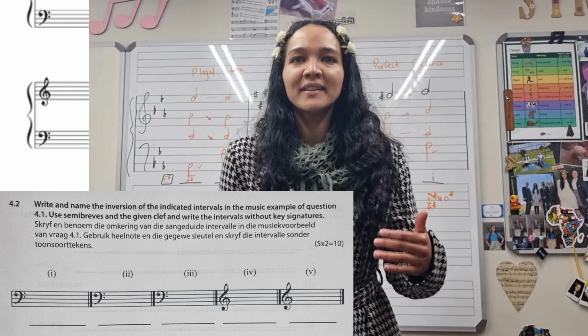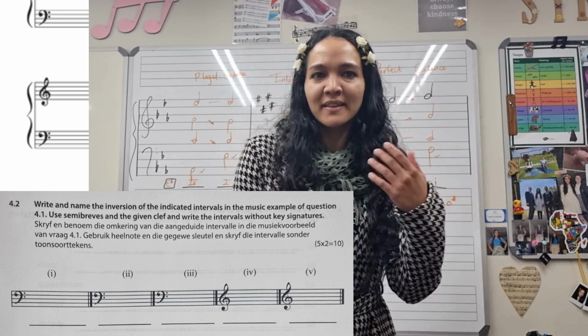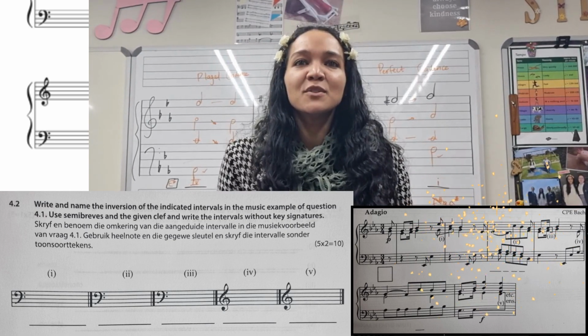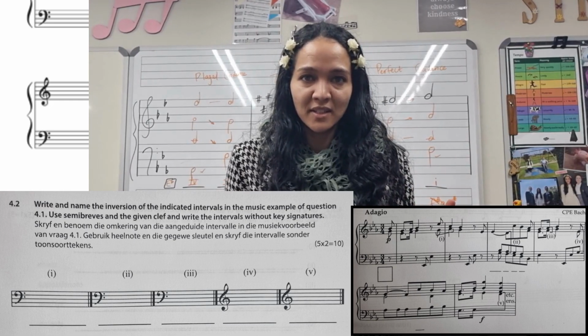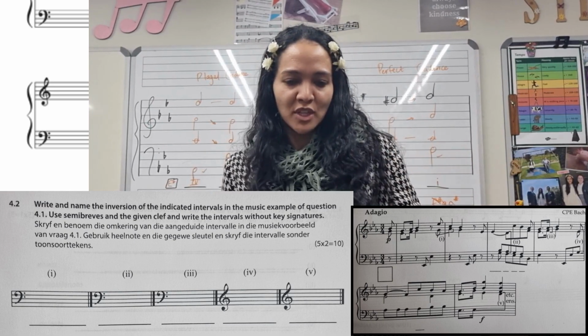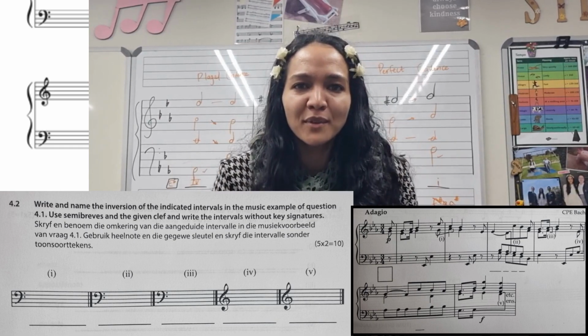Next, we have to write and name the inversion of the indicated intervals in the music example. So we're taking this again, our little comprehension, we're doing something a little bit different with it. So it says use semibreves and the given clefs. Okay, and then you're going to write the intervals without key signatures. So you're not going to think, okay, if I'm going from an A flat to a G, I'm going to write down A flat major's key signature. No, we're just going to write down the two notes that we need to.